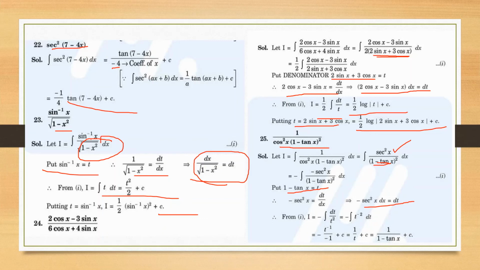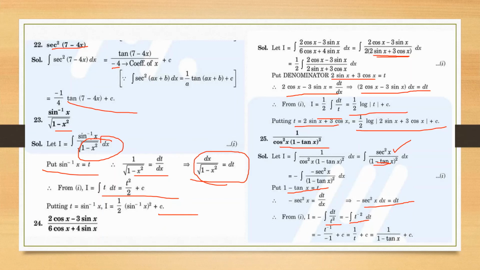Now again to integrate, take t square to the numerator, t raised to power minus 2, and use the power rule: minus 2 plus 1 gives t raised to power minus 1 upon minus 1, plus c. So it is 1 upon t plus c, that is 1 upon 1 minus tan x plus c.